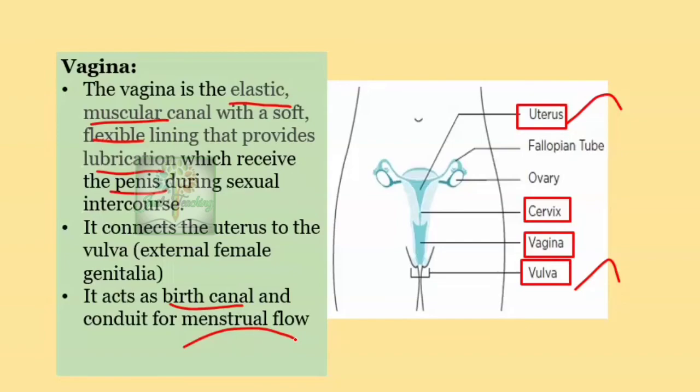So we just saw the female accessory ducts in detail. In the next video we'll go on with the next part of the female reproductive system, which is the female external genitalia.